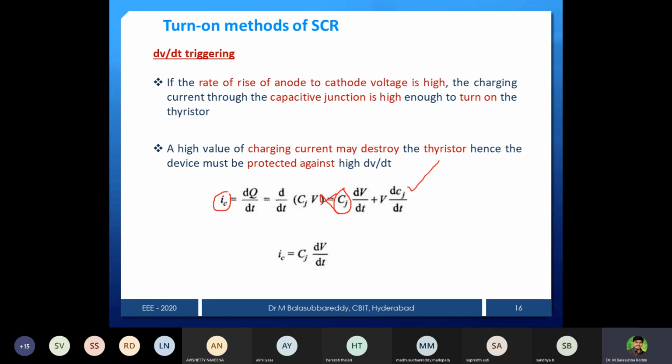Now we can see why that is unwanted. Whenever the switch is closed, the rate of change of voltage rises and the device is going to trigger. But that is unwanted, because we don't want to fire the device at the instant the supply is given to it. When it has to be fired is up to your control or requirement: at 0 degrees, or 30 degrees, or 60 degrees. Depending upon your requirement, you give the firing pulses to that particular device, and then the device is fired.